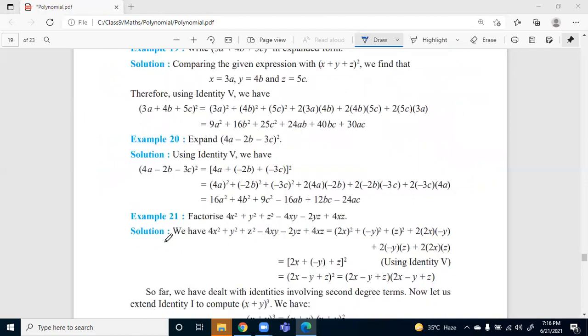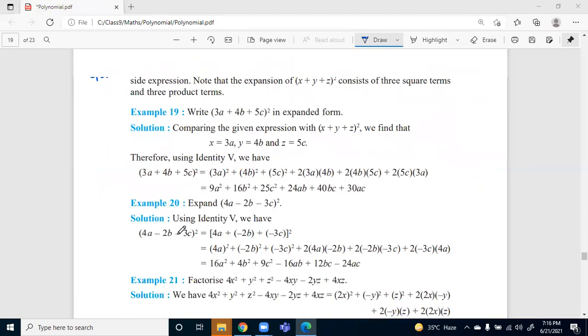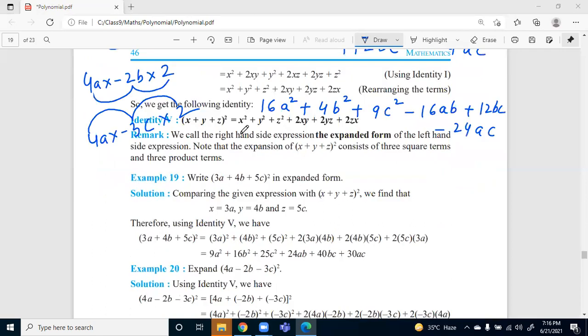So this is example number 21, where you are being given six terms, meaning you are being given the right hand side and you have to move to the left hand side.